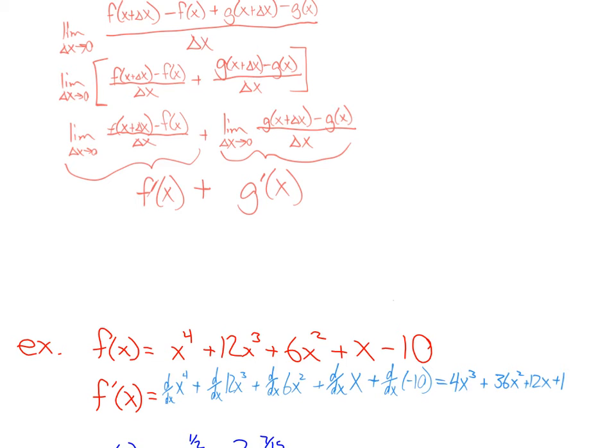Okay? And then finally, the derivative of -10. The derivative of a constant is 0. So that's why I don't have anything at the end here. Okay?